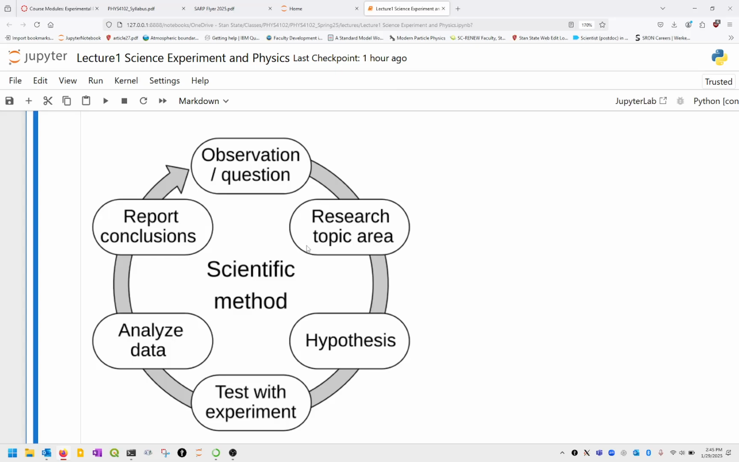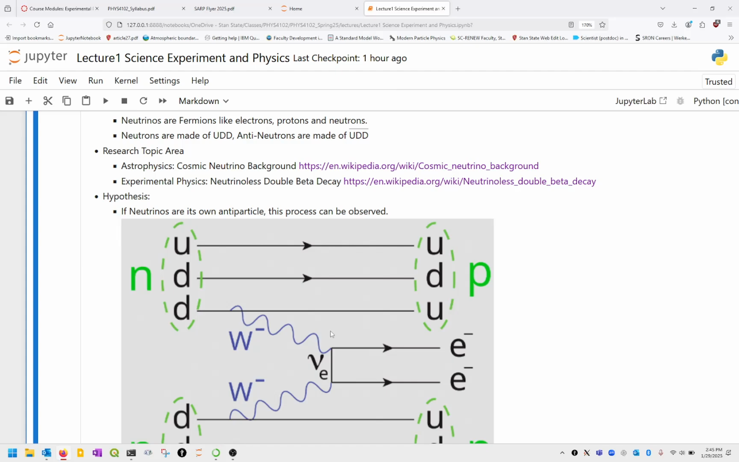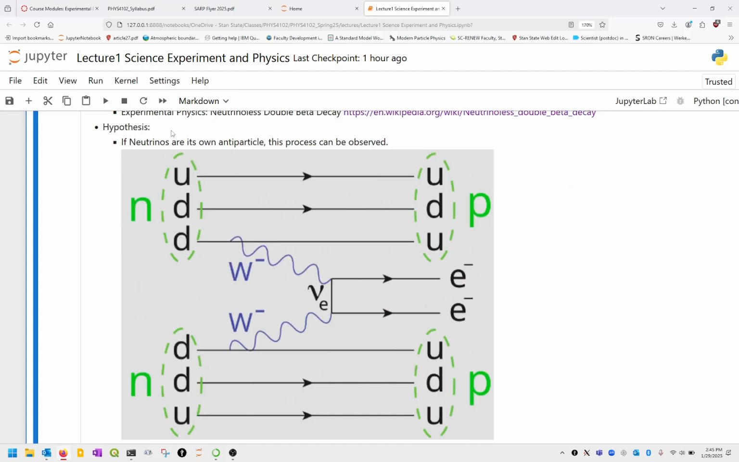So the next thing, of course, is your hypothesis, right? If you hypothesize that the neutrino is its own antiparticle, a certain process can be observed. So you are assuming this. You have no evidence that it's true or not, but it's a good guess, right? It's one of the possible ways. So you're following all the other physics rules, but then you're tacking on this rule that says, oh, the neutrino is its own antiparticle.